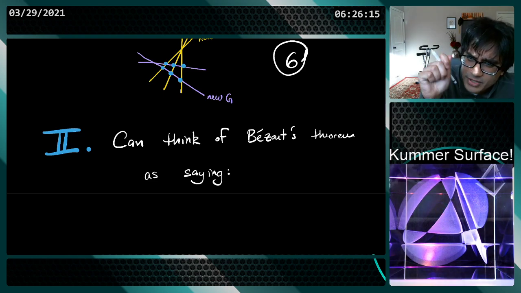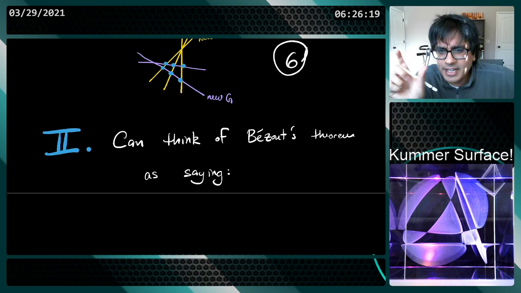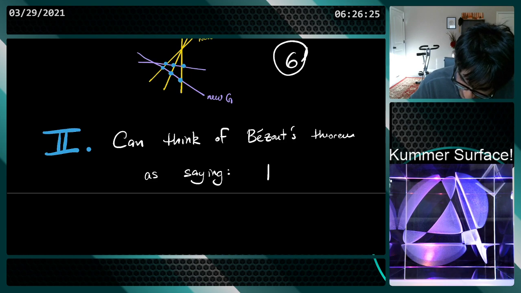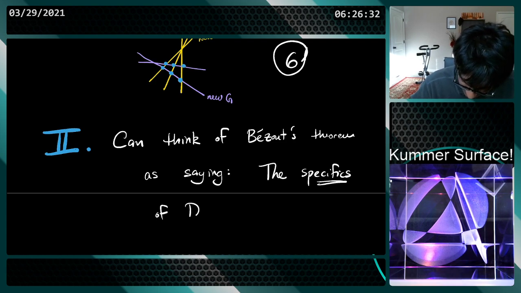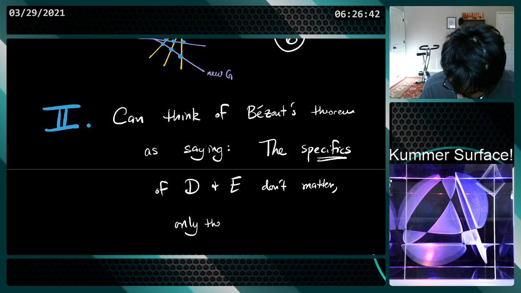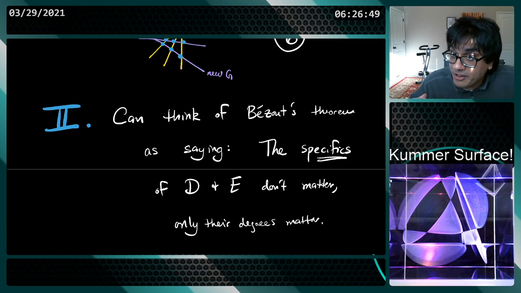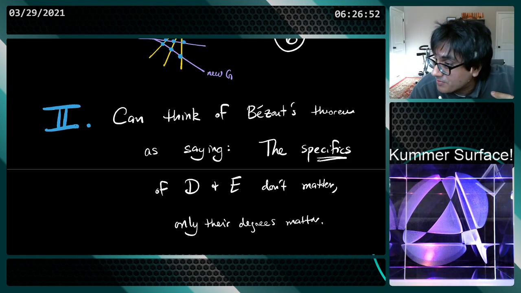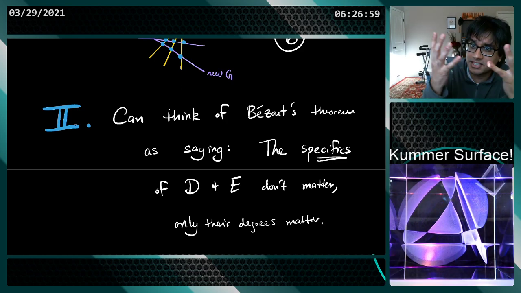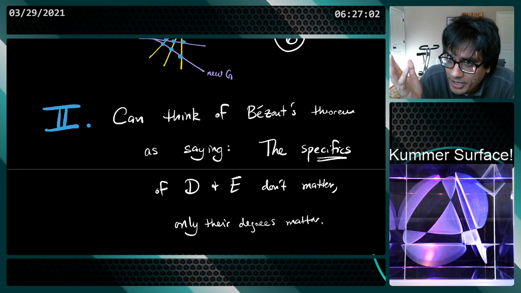as saying, instead of the curves D and E, start equating two curves if they just have the same degree. So the specifics of D and E don't matter. Only their individual degrees matter. And when I say they don't matter, it's in the context of figuring out how many points they intersect at.